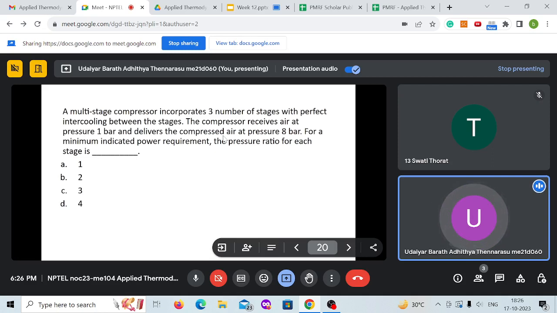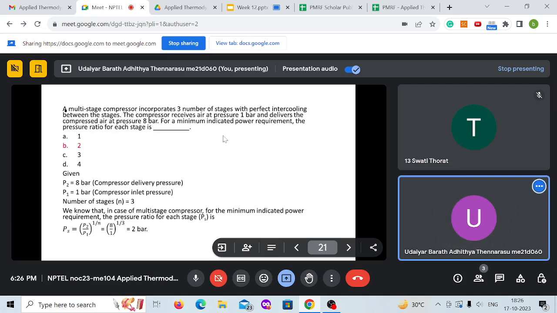So here the pressure ratio between any 2 stages will be your discharge pressure divided by suction pressure, raised to power 1 by n, where n is your number of stages. So here it will be 8 raised to power 1 by 3, so it will be 2. So the pressure ratio between each stage will be 2.